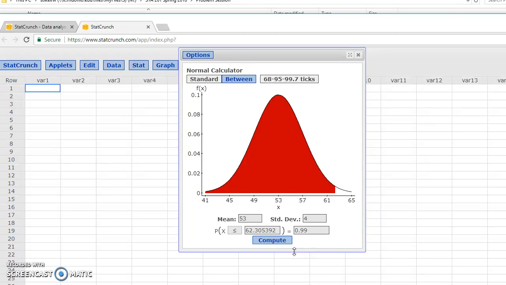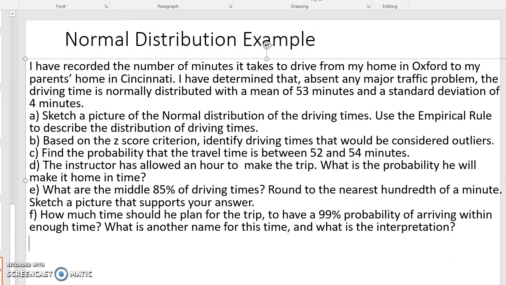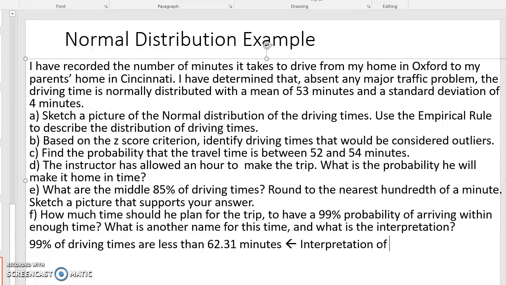And this is also known as the 99th percentile. And so you can interpret this, I'll type it here in the PowerPoint. 99% of driving times are less than 62.31 minutes. And that was the interpretation of the 99th percentile.